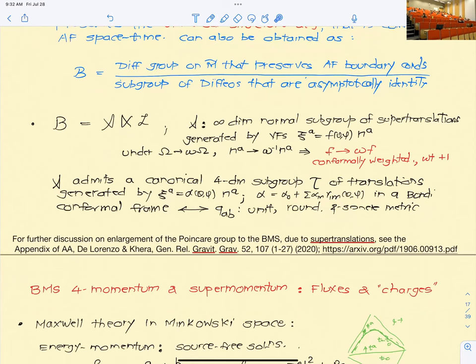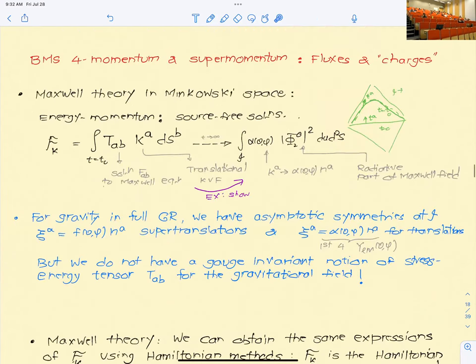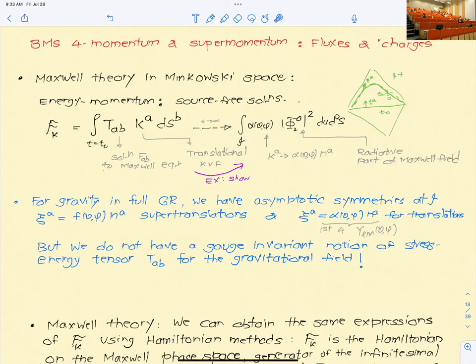And that is where we are. So now we can talk about Bondi momentum and supermomentum. And we can also talk about angular momentum. But if I had one more lecture, I could have done angular momentum, but I don't have enough time. So therefore, I'm going to focus just on the four momentum and supermomentum. I would be happy to answer questions about angular momentum if there are any.